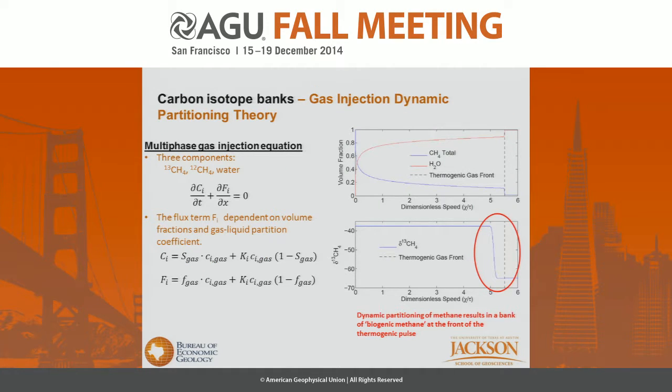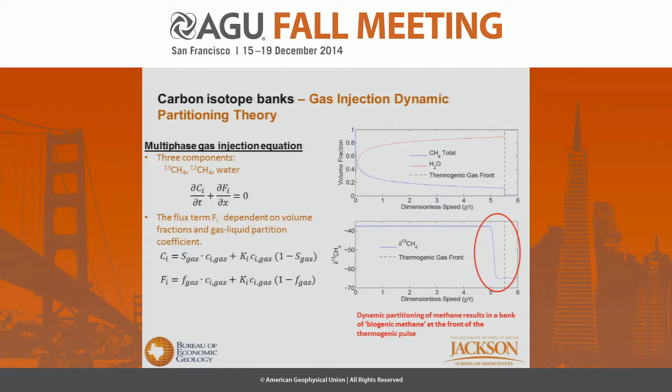The model, though, and this is what Kieran's been working on, this is what shows that this potential for exchange is actually there, and this is the gas injection dynamic partitioning theory. So it's a one-up step from Rayleigh fractionation or Rayleigh removal. Dimensionless speed on the x-axis, consider this a snapshot across a column. Consider this distance. It might be easier to think of.